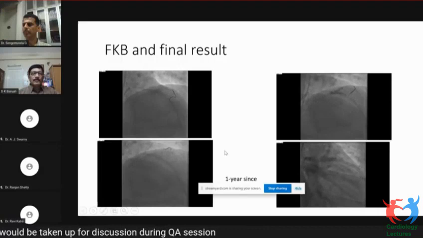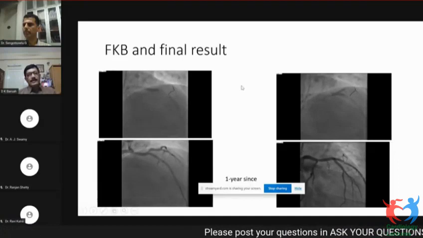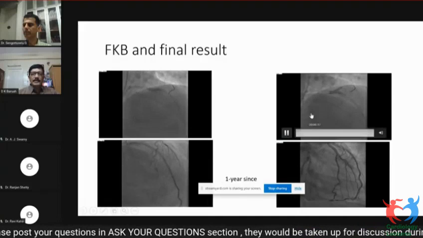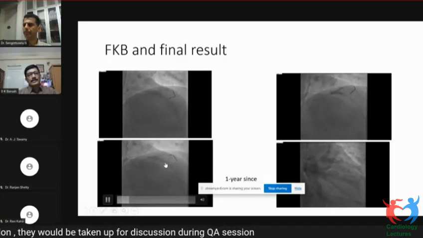So this is a difficult case because of the acute angulation. You can see this angle is still maintained here. With the acute angulation, it is very difficult to negotiate the balloon and stent through the struts of these stents. But finally, we had a good result.